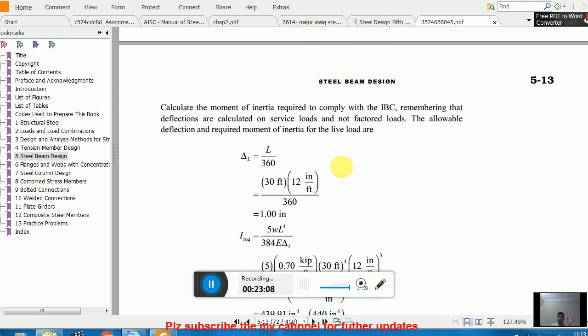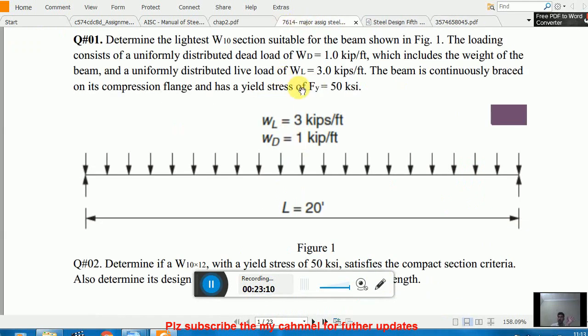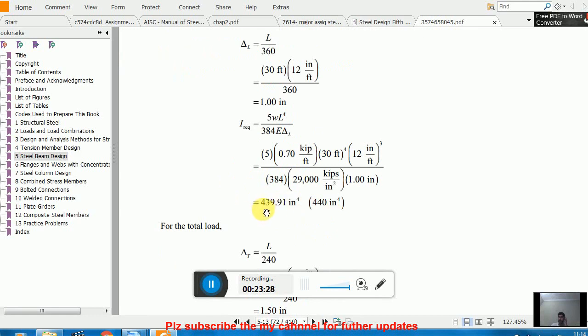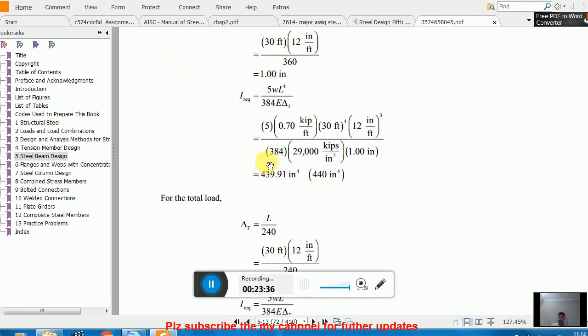If you visit my lecture number 1, there I calculate Zx, and I select the section on the basis of Zx. But here the approach is different. We are required to calculate the moment of inertia and then select the section on the basis of moment of inertia. So that's why you see here 439.941 inch to the power 4. This is the required moment of inertia for live load deflection.